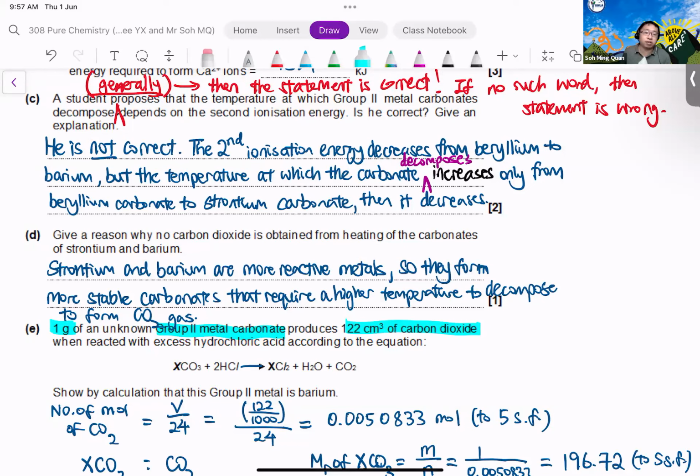Once you have number of moles, it's not difficult, I think, because all you need to do is just use mole ratio to solve for the number of moles of the carbonate.